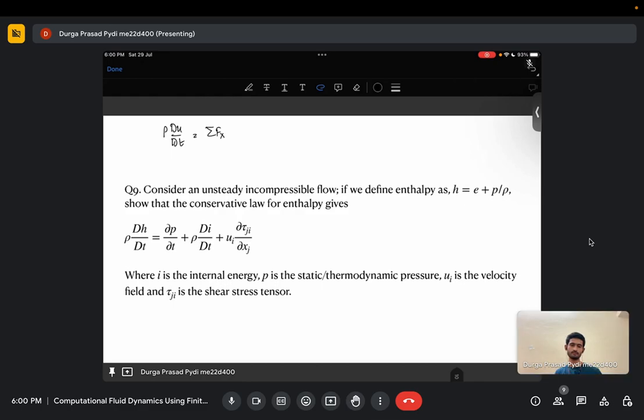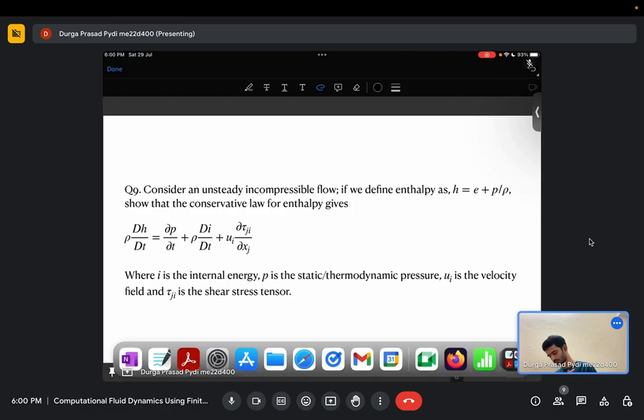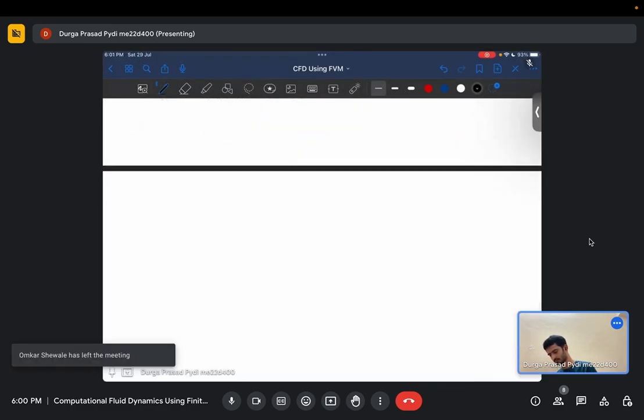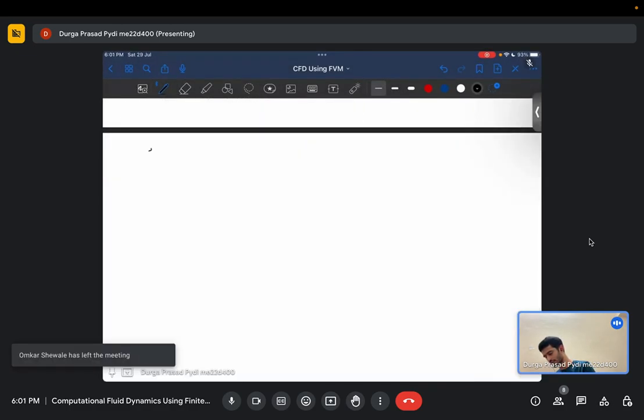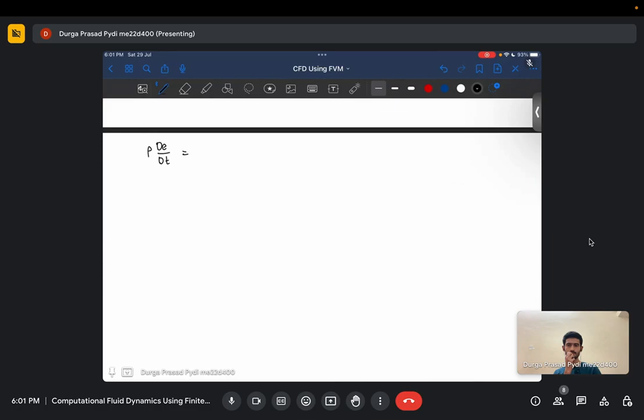Work done by pressure and heat, viscous forces, energy, rate of change of energy. Okay, maybe we'll put it more mathematically. So you are saying rate of change of energy. I'll start with rho dE dt. So this should be equal to the work done by forces and heat added to the particle.